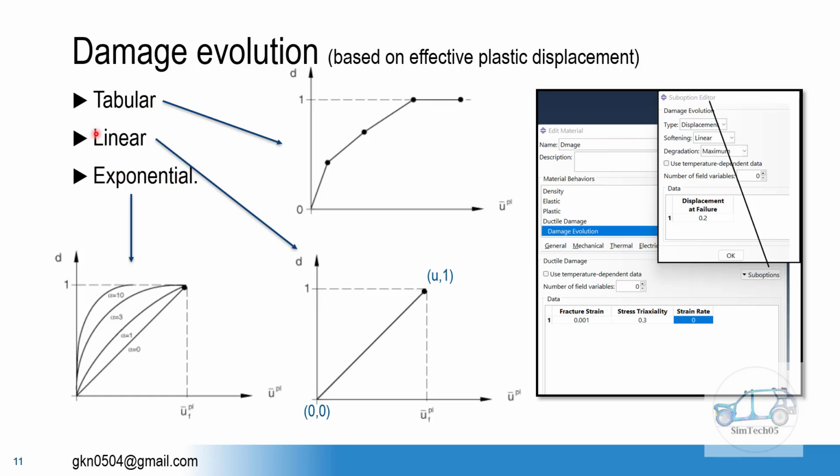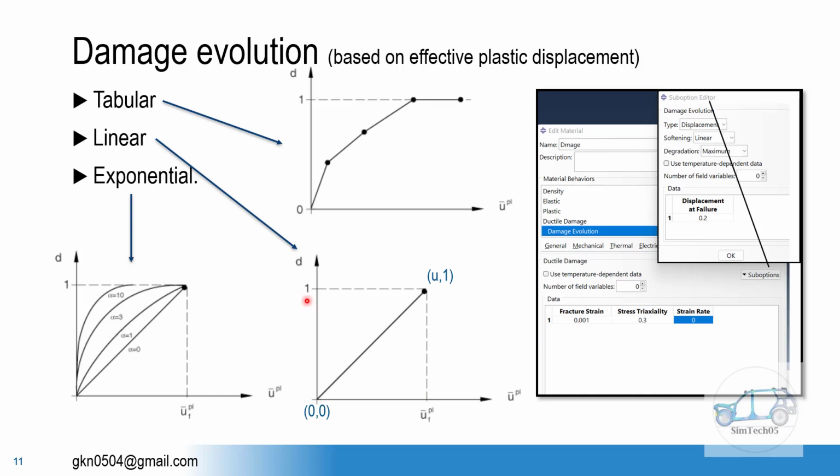Generally we see this linear form. Look at the damage evolution law, damage evolution parameters. Type is displacement. There we have two options: displacement and energy. And the softening behavior is linear. In the linear form, we need to define only one parameter, displacement at failure. Why? Because the starting point will always be 0.